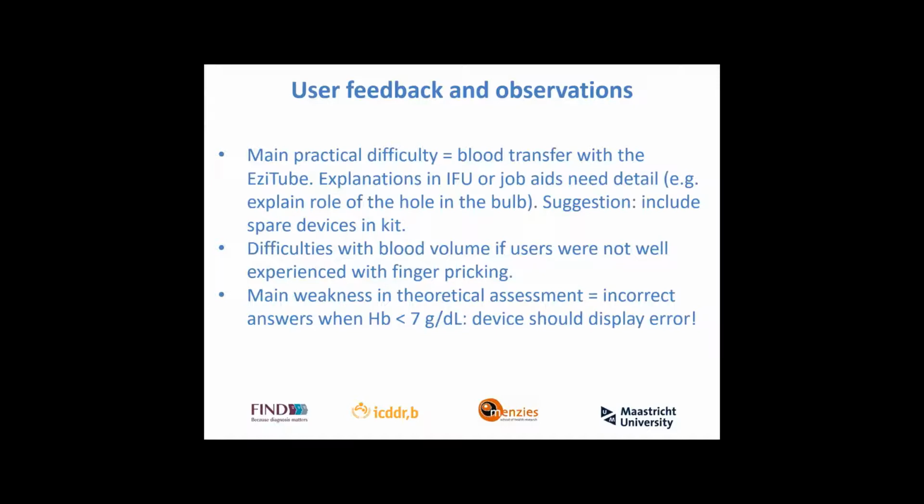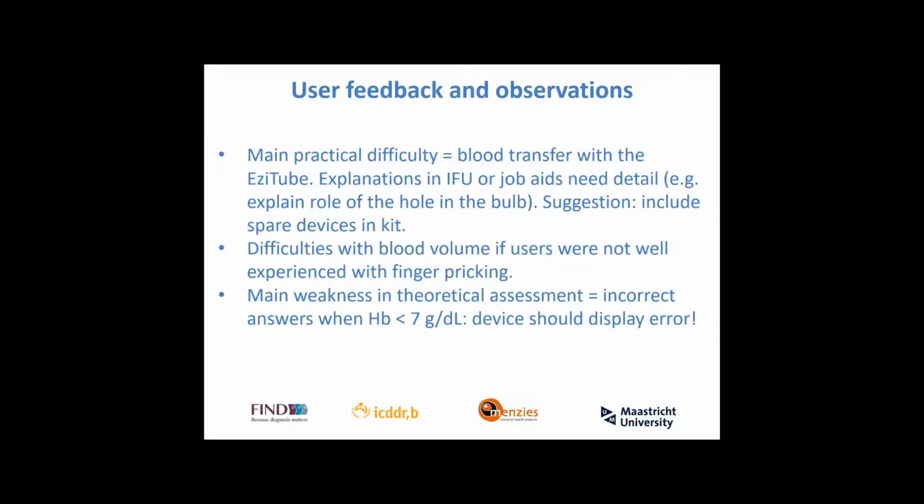Most of the respondents didn't notice that hemoglobin was less than 7 grams per deciliter, and hence that the G6PD level should not be interpreted without a hemoglobin confirmatory test. The current SD Biosensor guidelines leave a gap here. It is stated that G6PD results should not be used if hemoglobin is less than 7 grams per deciliter, but the error message only appears if hemoglobin is less than 4.